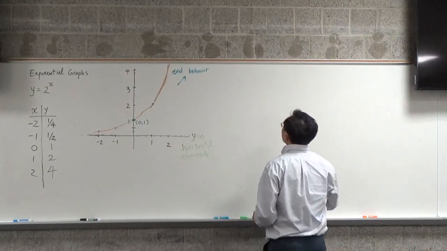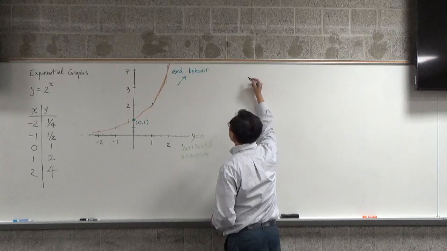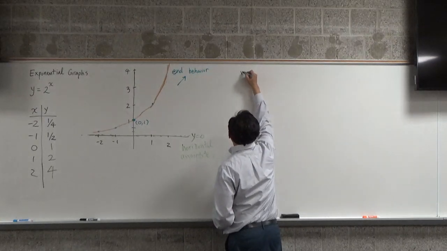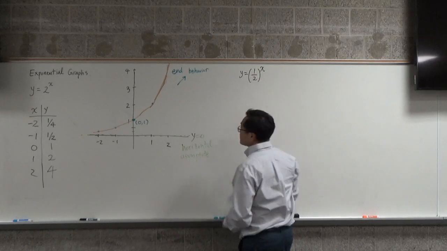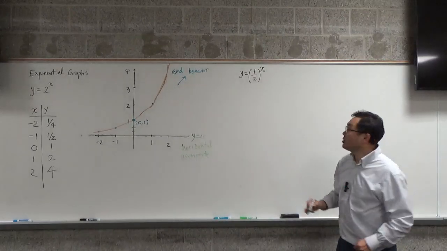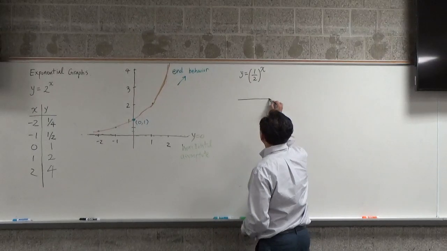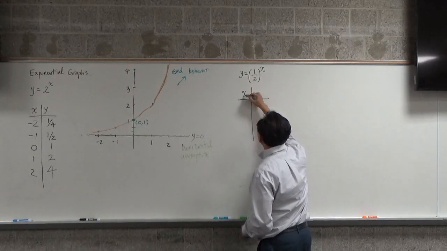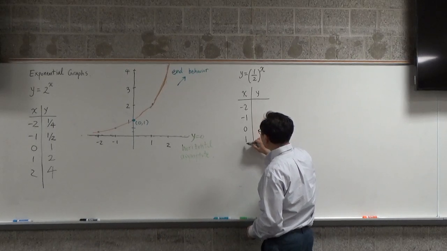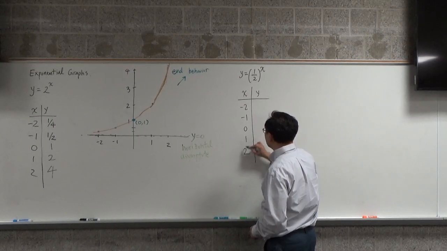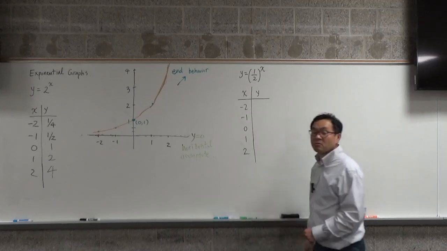Now I want to show you a second example. This time, let's try to draw the graph of y equals (1/2) to the x power. And we're going to do the same thing. We're going to take x and y, and we're going to put -2, -1, 0, 1, and 2. And over here, we'll try to fill this in.